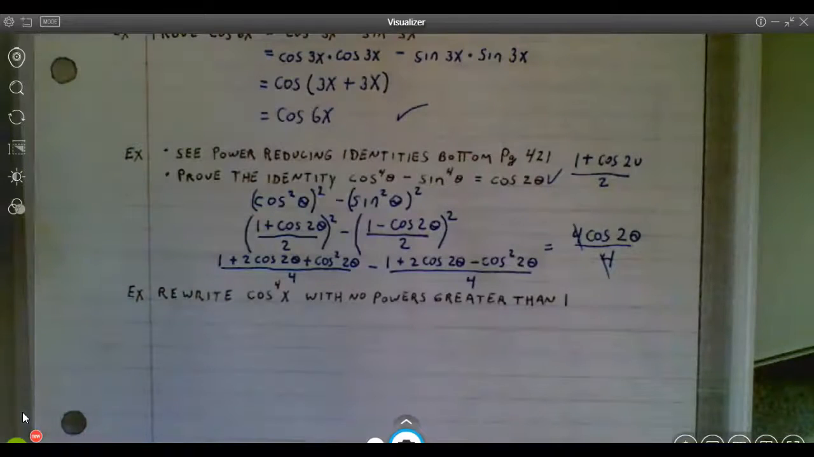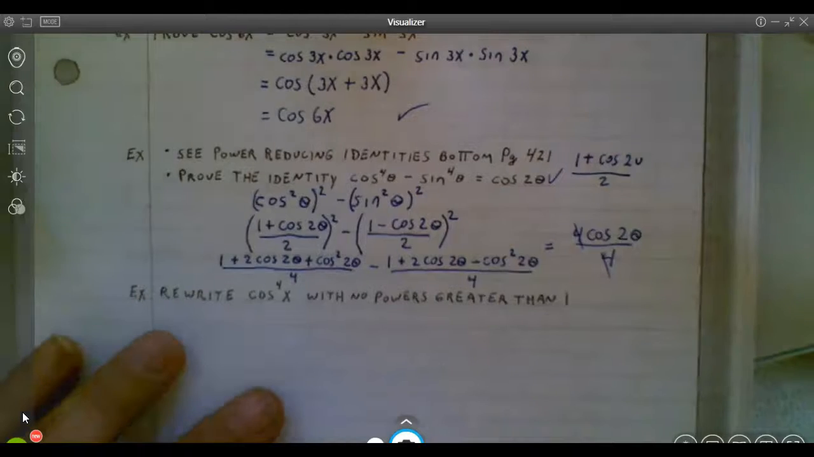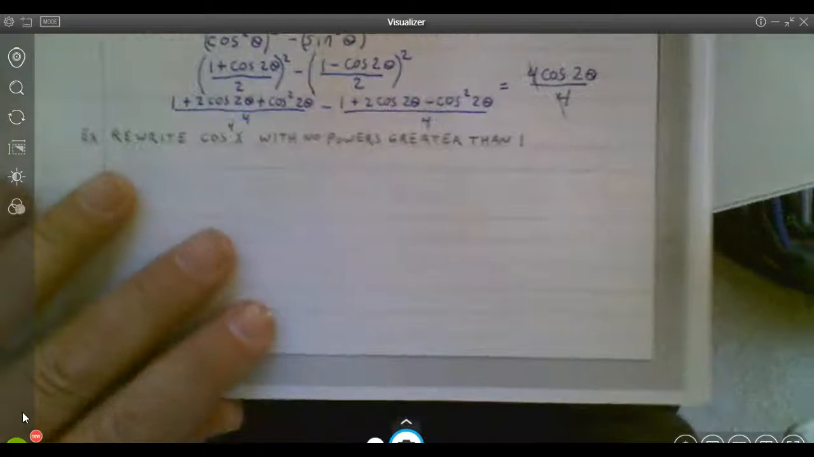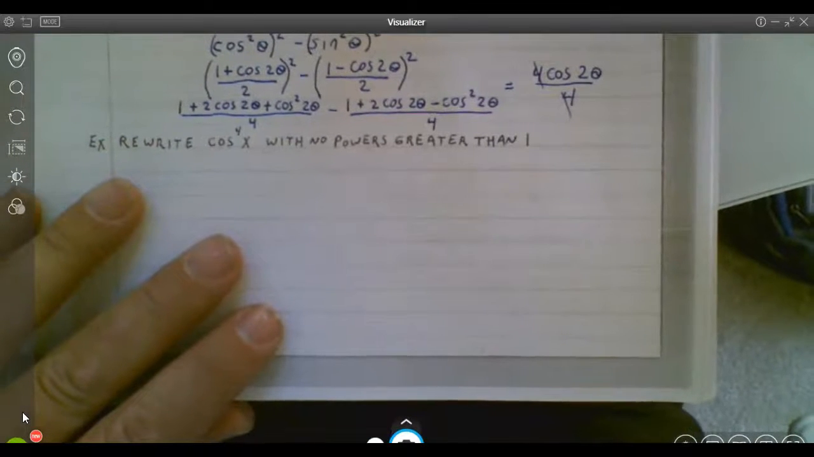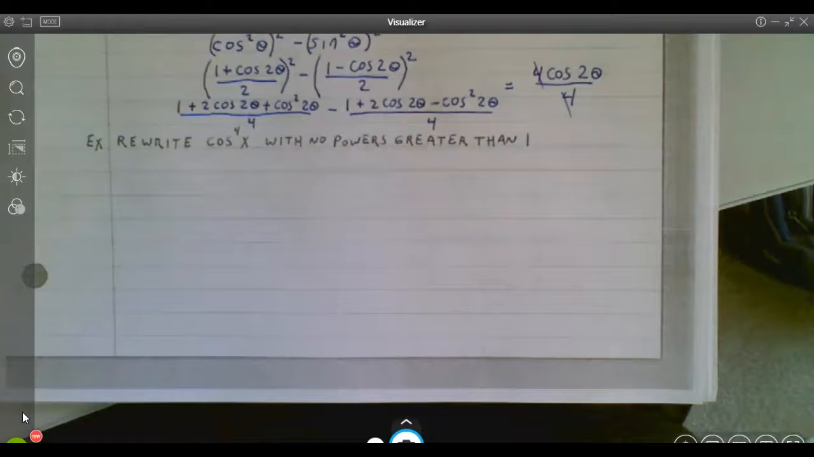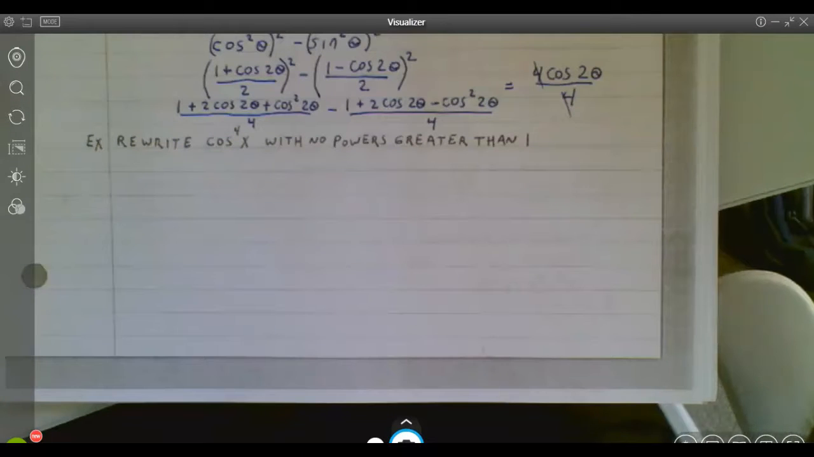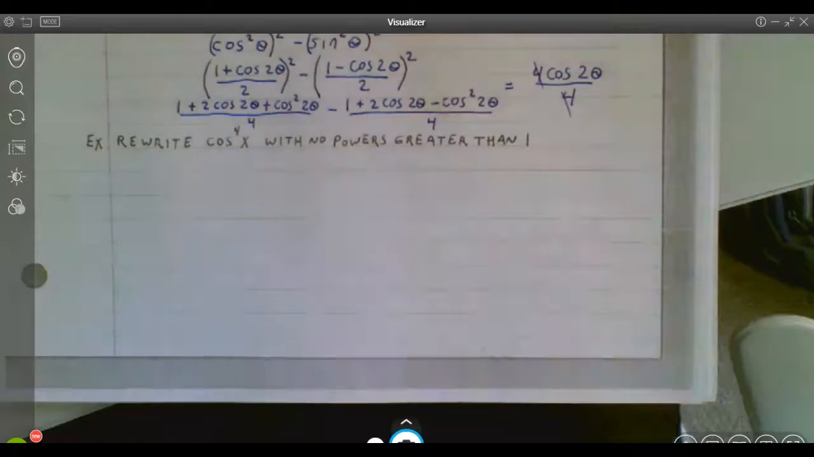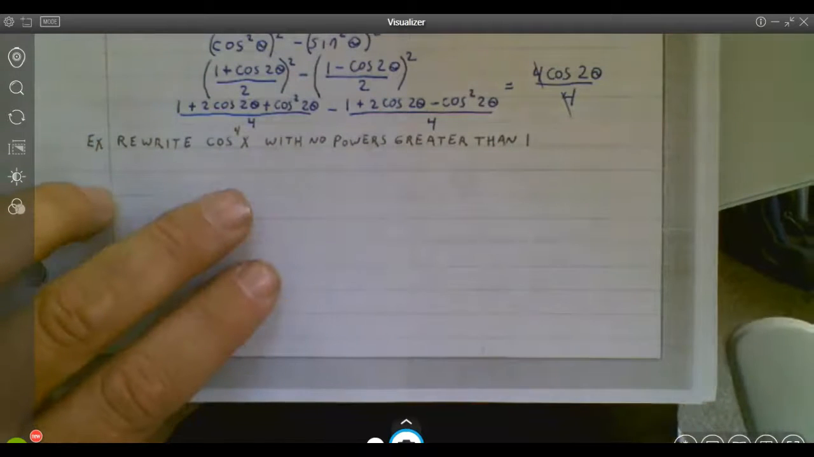So that was a tough one. A lot of side work that went into that, but one of the ways we can do those things. So what if we wanted to say, let's rewrite the cosine to the 4th of x with no powers greater than 1. So in other words, I just need to simplify this all the way down until I no longer have exponents, right?